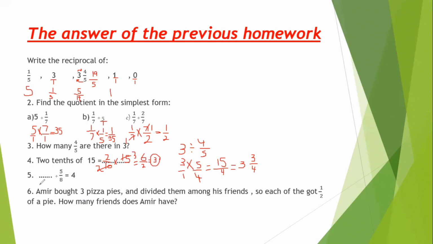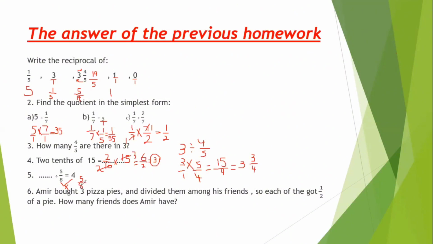5, which number, when you divide it by 5 over 8, equals 4. If you have a missing number, then divide. This is the special case. You will multiply these two numbers. All the other cases you will divide, except if you have a missing number.